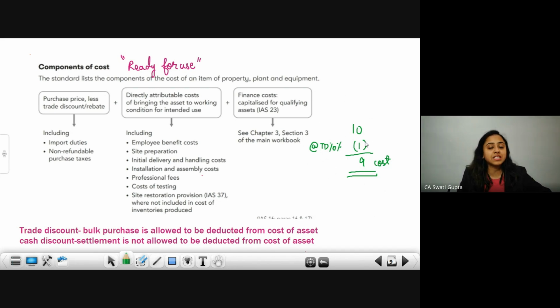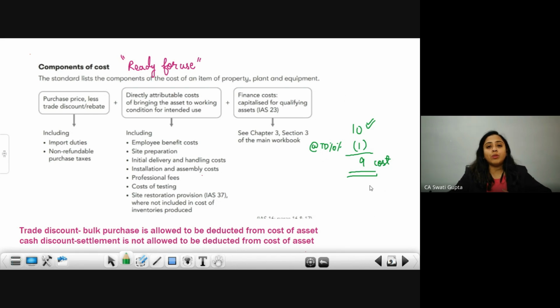They will be adjusted in case the price is given before discount. If the price is given after discount, no adjustment is required. But if the list price is given without the discount, then you have to record it after discount. Question clear? Good. In case of any doubt, please ask.